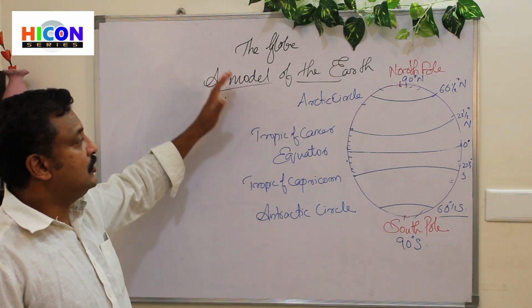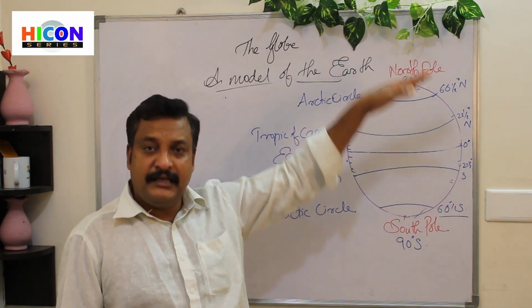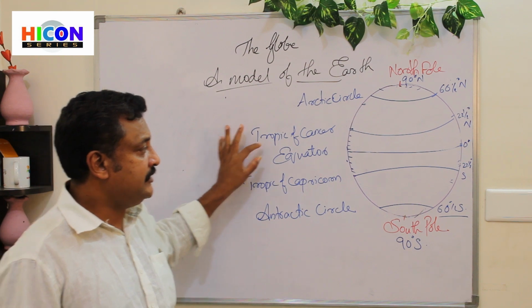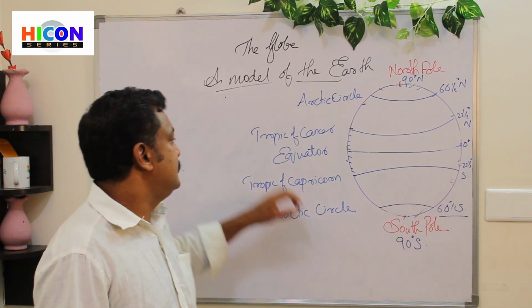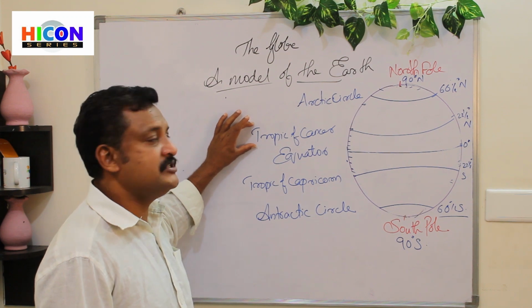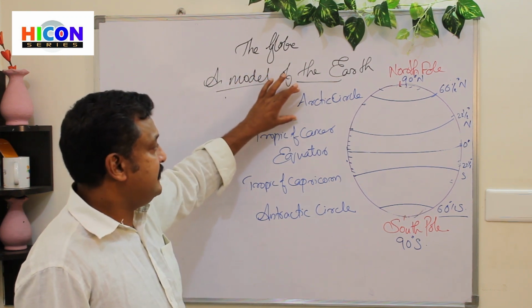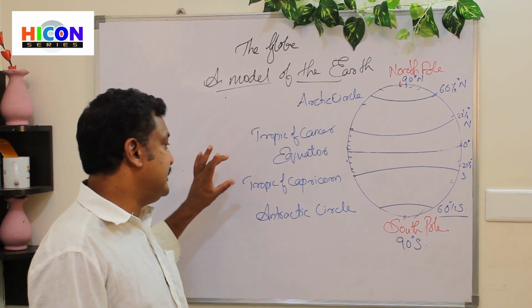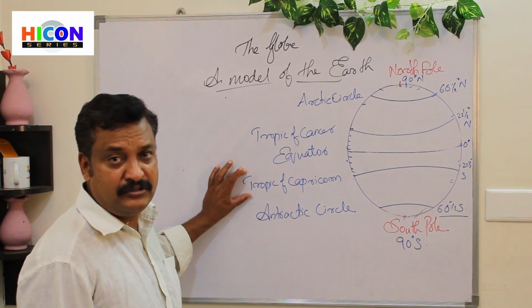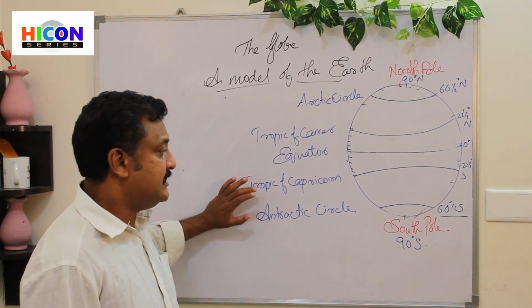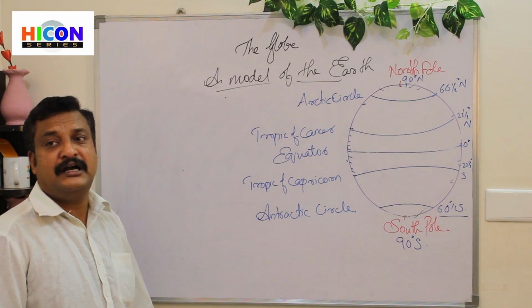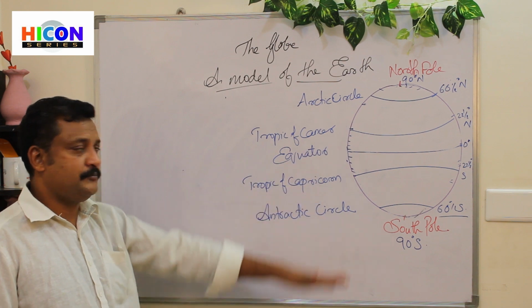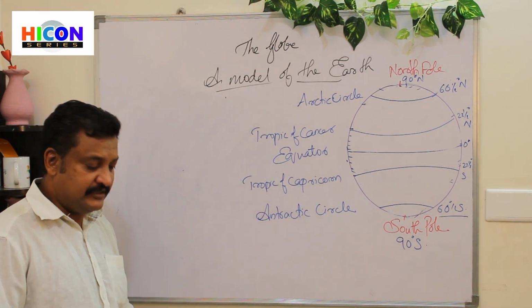So these are the major latitudes we have on the earth, right? The most important is the equator, which is the 0 degree latitude. 23.5 degrees north is the Tropic of Cancer. 66.5 degrees north is the Arctic Circle. 23.5 degrees south is the Tropic of Capricorn. And 66.5 degrees south is the Antarctic Circle, right? So have a look at this diagram and observe it carefully.